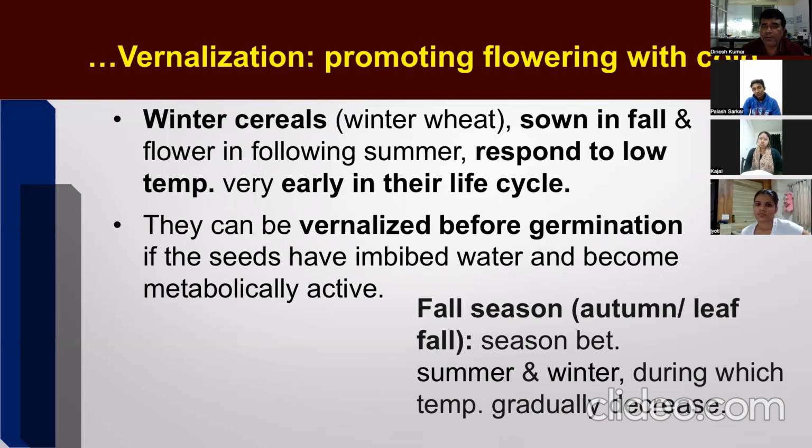They flower in the following summer, and respond to low temperature very early in their life cycle. They can be vernalized before germination if the seeds have imbibed water and become metabolically active. So fall season, you go for autumn. This is the autumn season, actually leaf fall, the season between summer and winter, during which temperature gradually decreases.